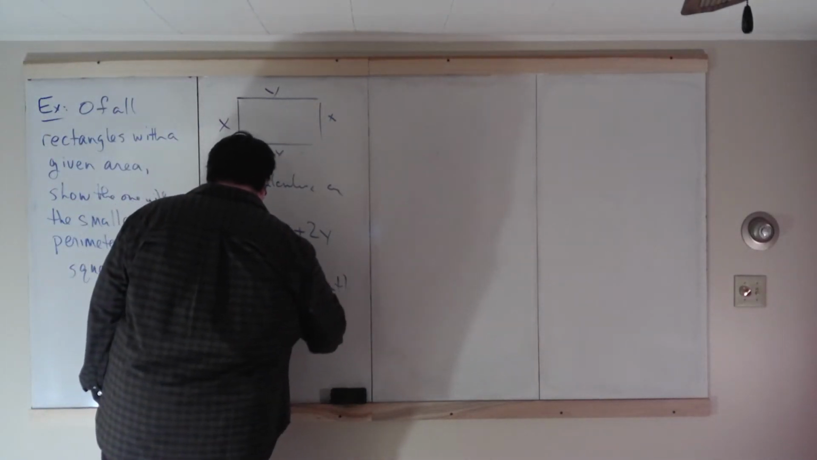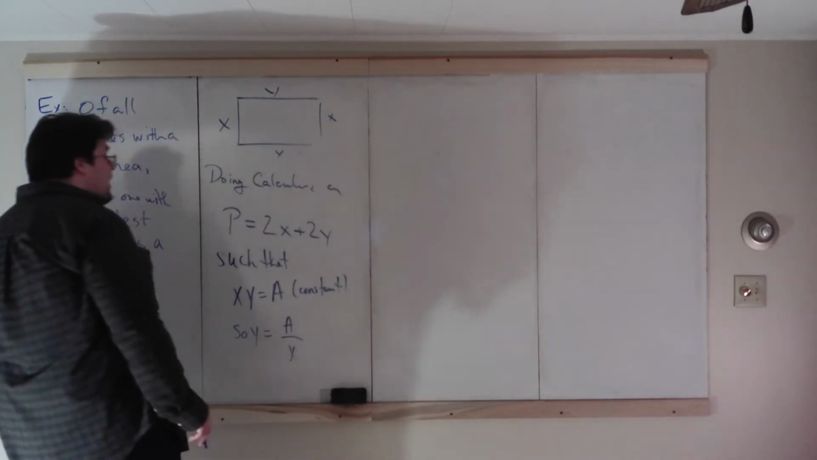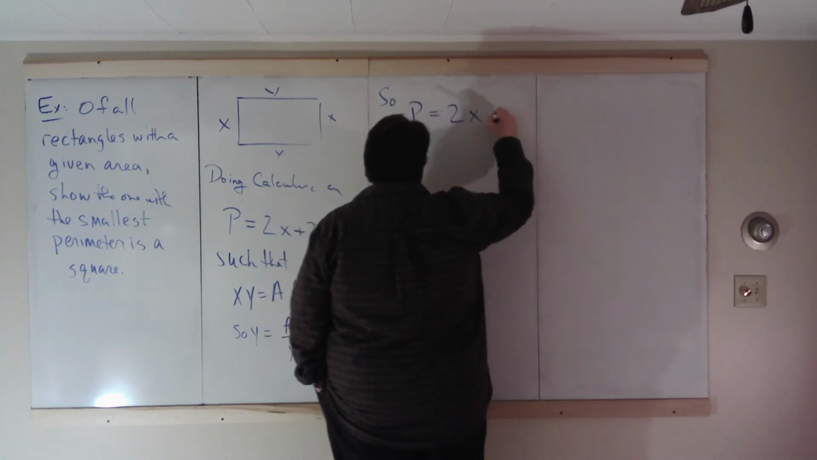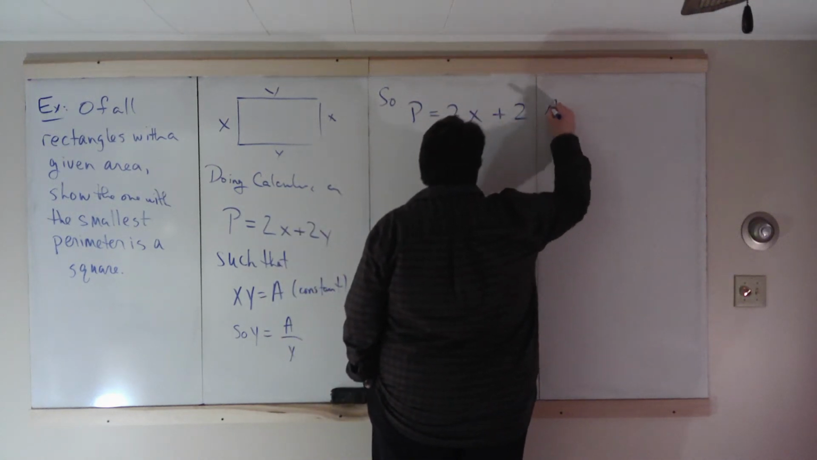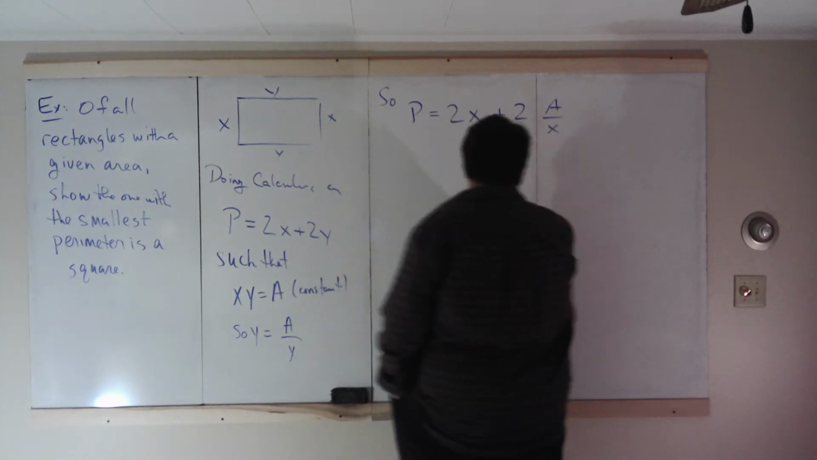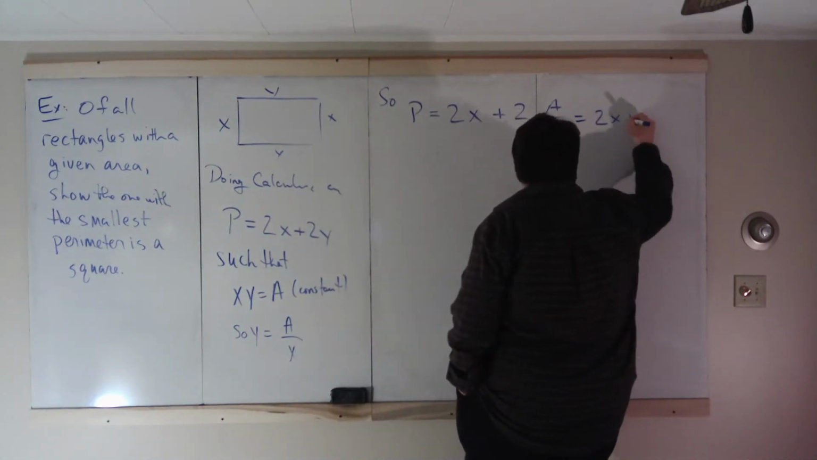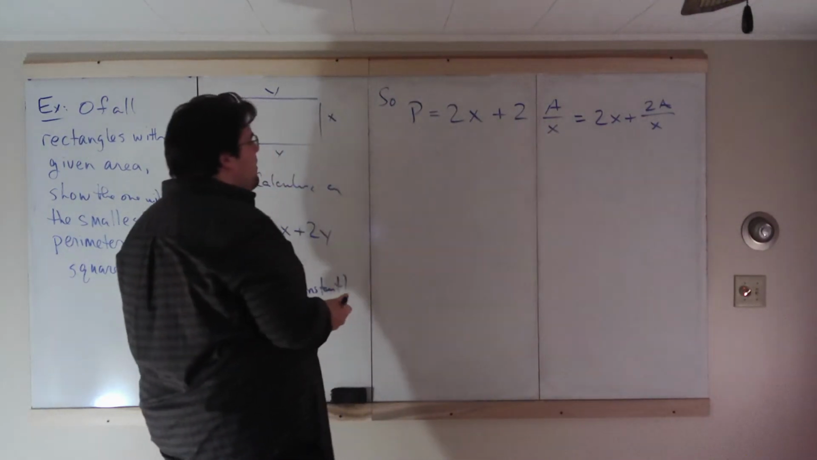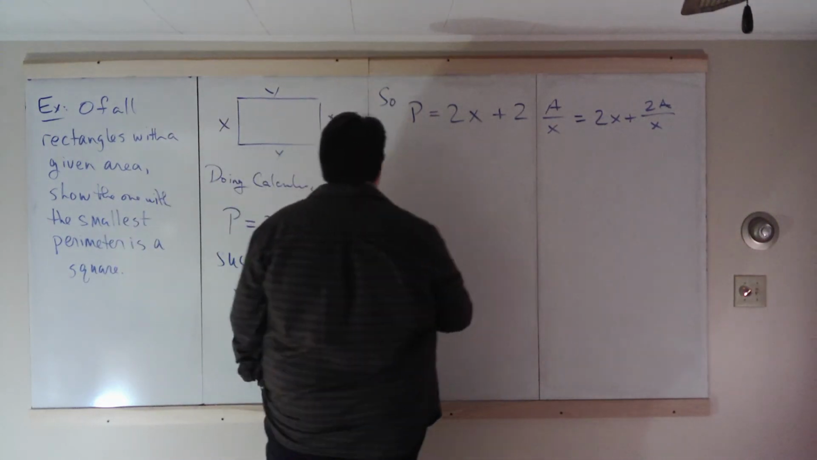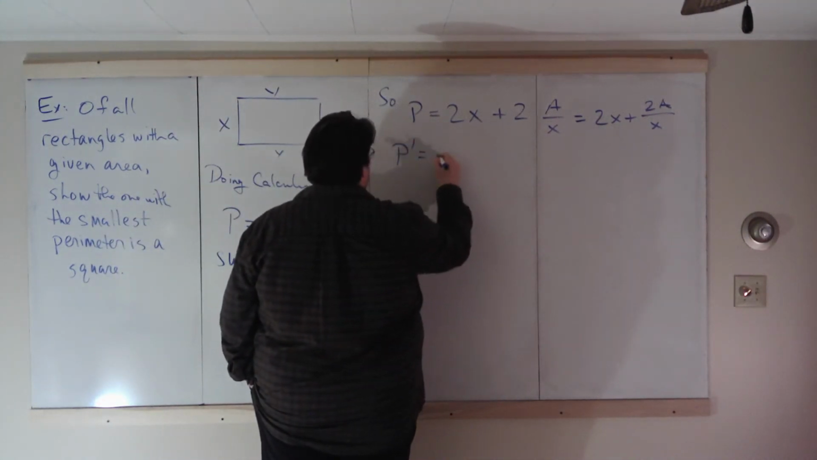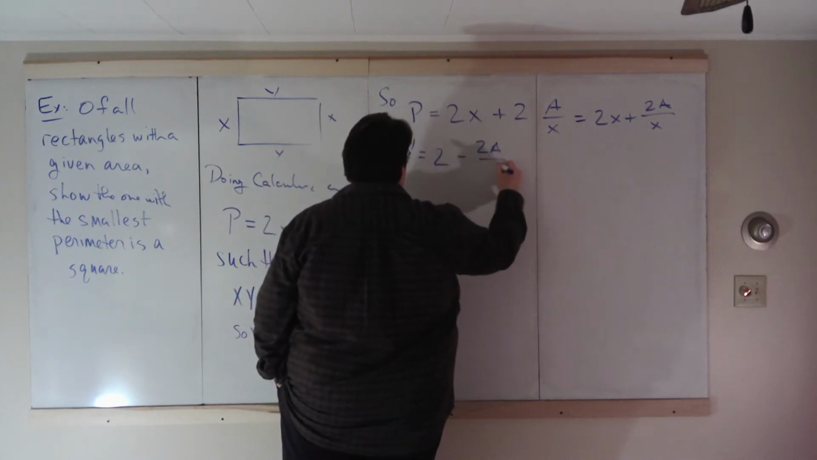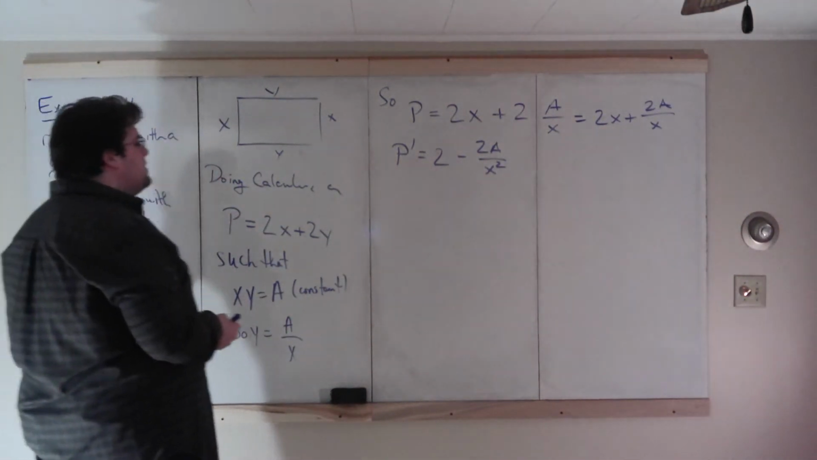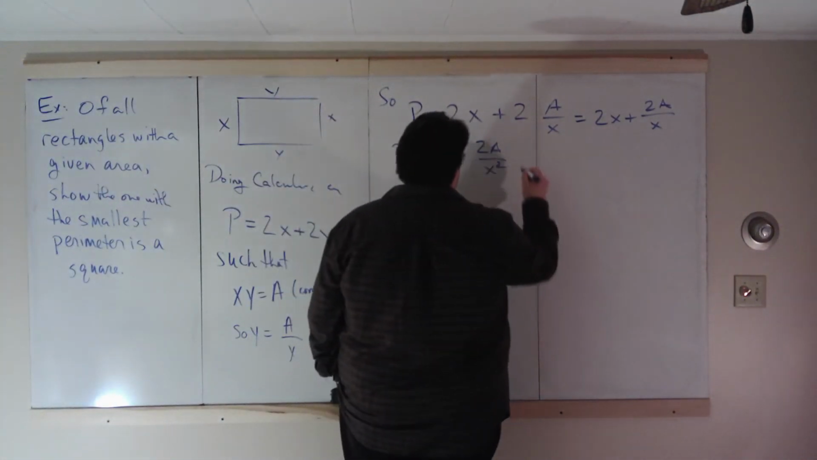So solve for y. y equals A over x. So our perimeter function is 2x plus 2y, which is 2x plus 2A over x. And we're going to need the critical points, where it's 0, where it's undefined. P prime is 2 minus 2A over x squared. Derivative of 1 over x is negative 1 over x squared. 2 and A are constants. Where is this 0?